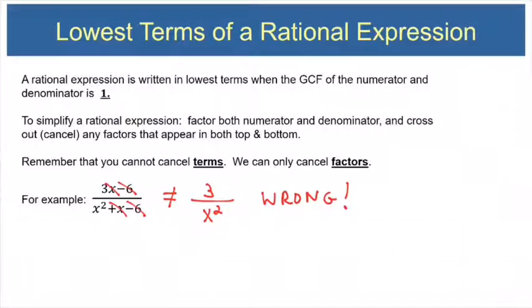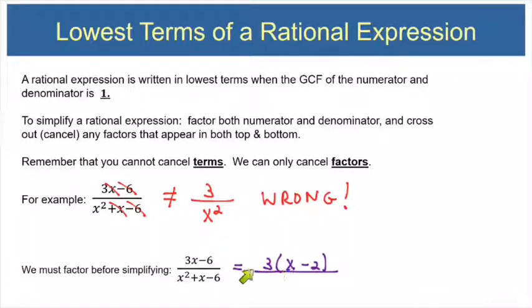In order to simplify an expression like this, we notice that there is a GCF in the top. Both terms in the top can be divided by 3. So we will factor out the 3, and that will leave us with 3 times x minus 2 for the top. And then the denominator is a trinomial, so we should try to separate that into two binomials.